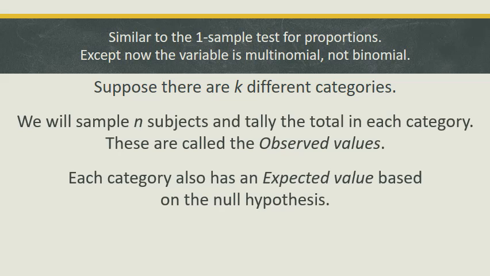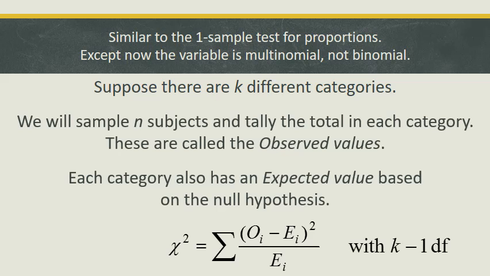And each category also has an expected value that is based on the null hypothesis. The chi-squared formula is based on these observed and expected values. O stands for observed and E stands for expected, and it has k minus 1 degrees of freedom.